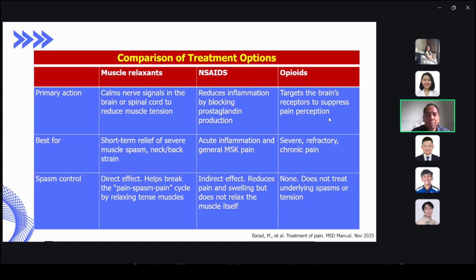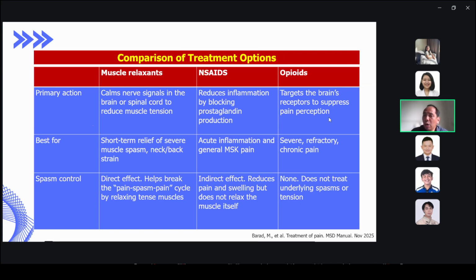Like, for example, for the muscle relaxants, ano ba yung ano niya, no? Primary action: it just calms the nerve signals into the brain or spinal cord to reduce the muscle tension. And it's best for short-term relief of severe muscle spasm, neck, back strain. And it has a direct effect on the pain cycle.